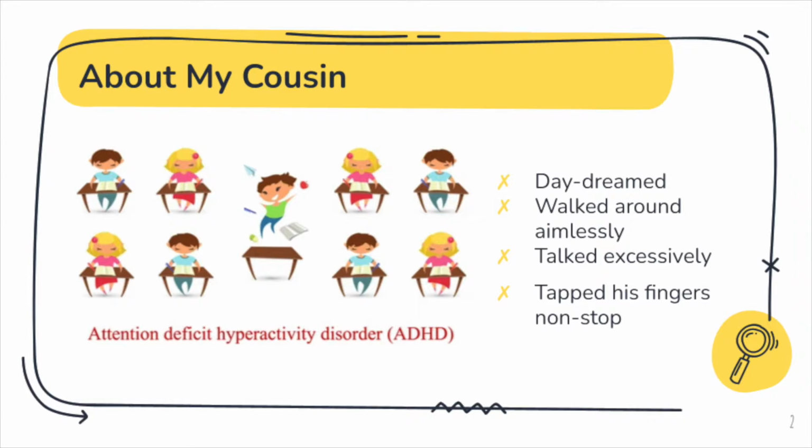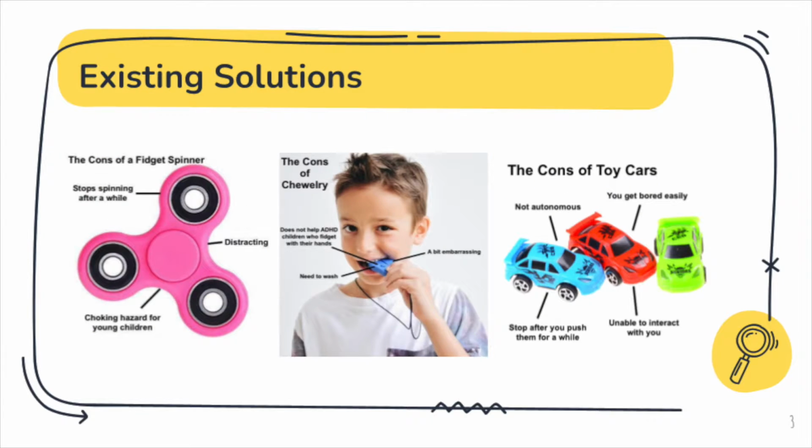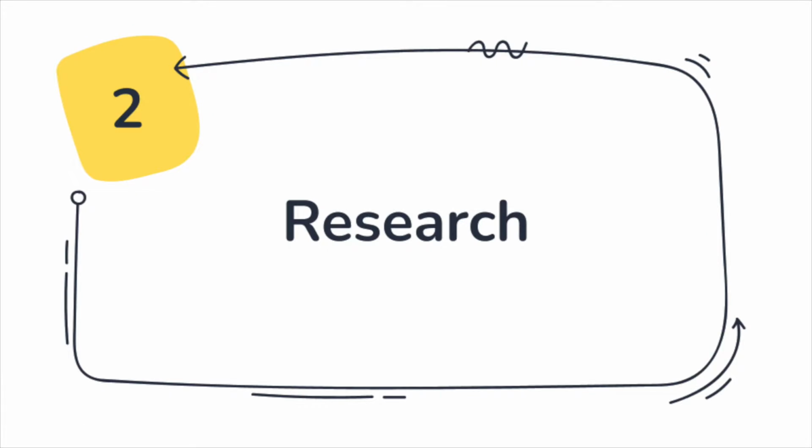This affected his learning. My cousin threw away the jewelry that my aunt gave him as he found it too childish. He also lost interest in fidget spinners and toy cars as they cannot respond to him. I was determined to help him and thus embarked on my invention journey.